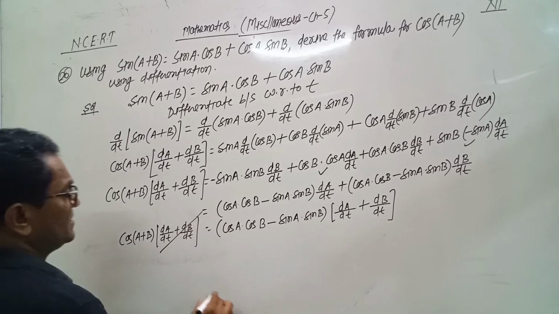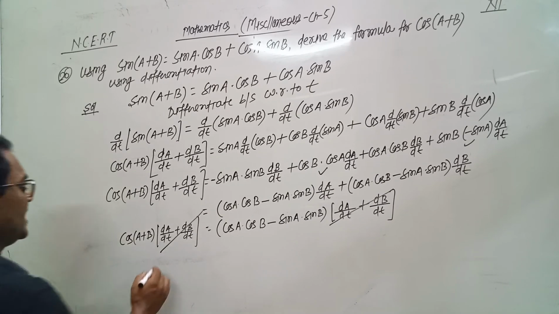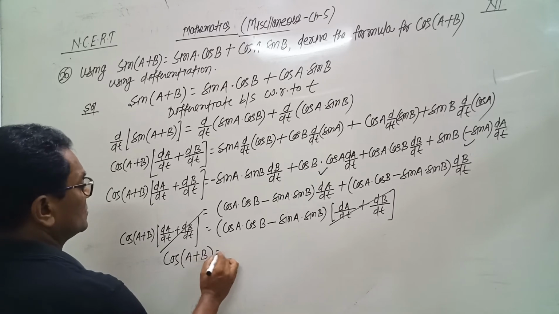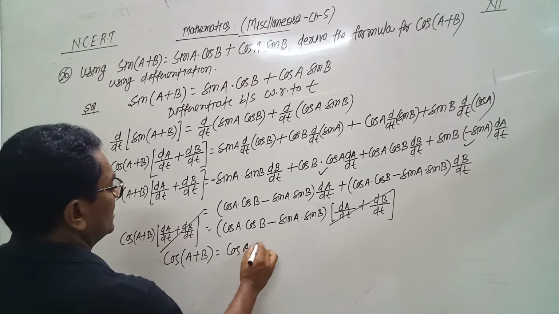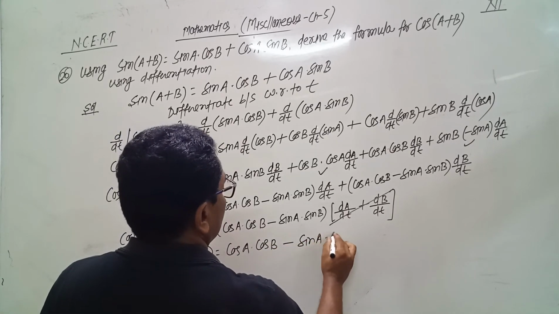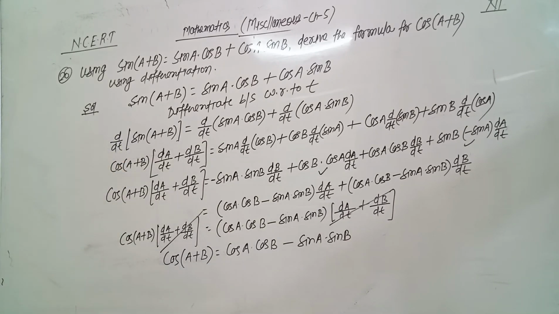So dA/dt plus dB/dt gets cancelled from both the sides, and we get the formula for cos(A+B) equals cos A cos B minus sin A sin B. So this is the formula for cos(A+B), derived using differential coefficients with the formula for sin(A+B).